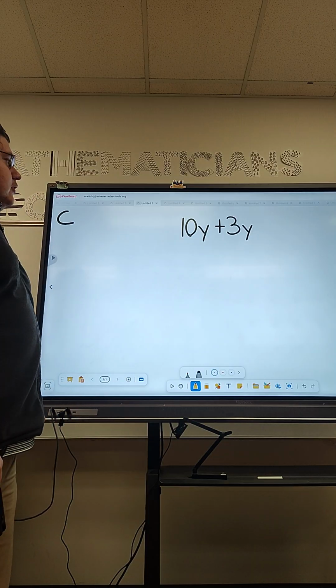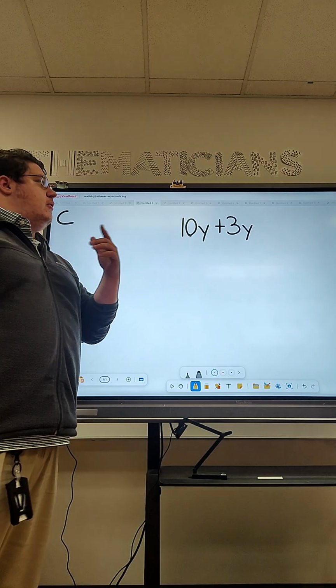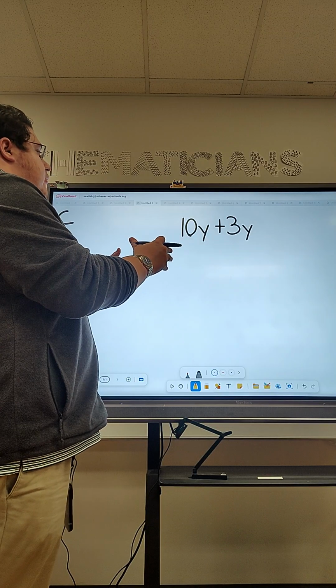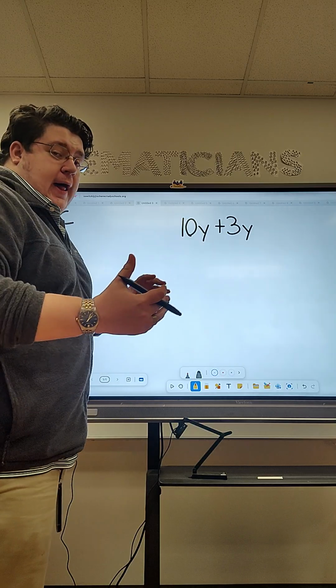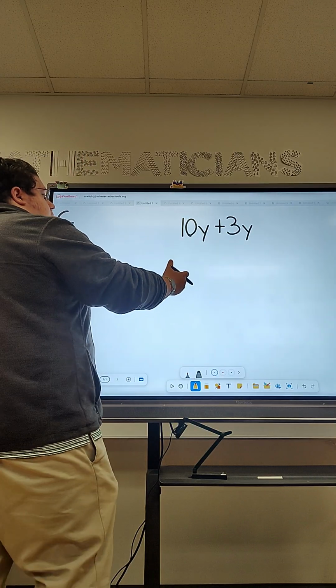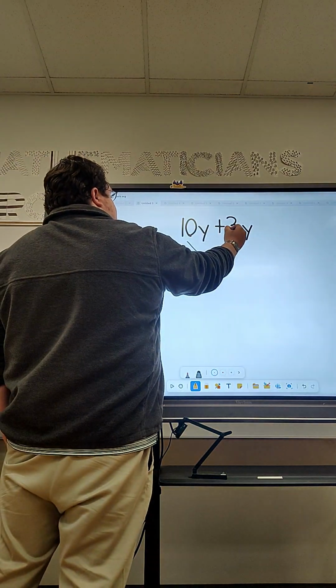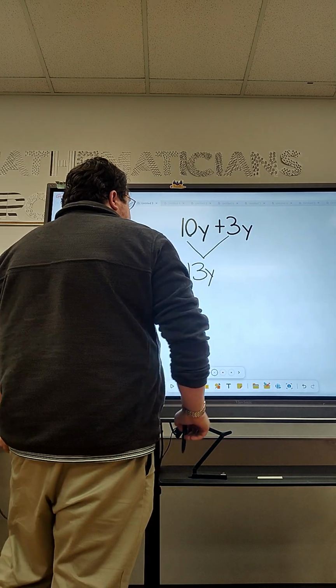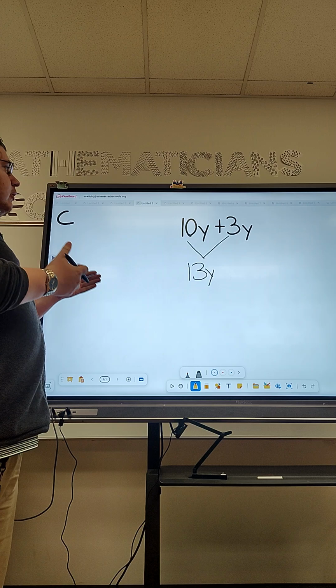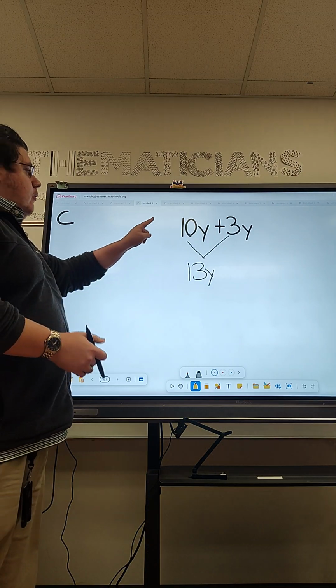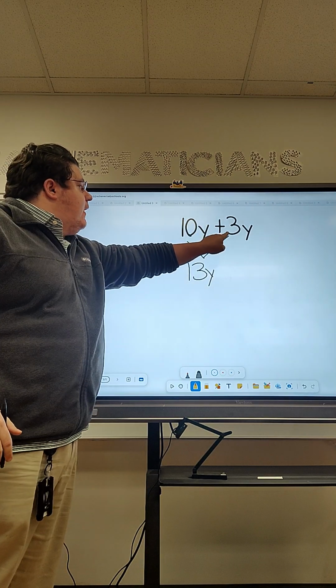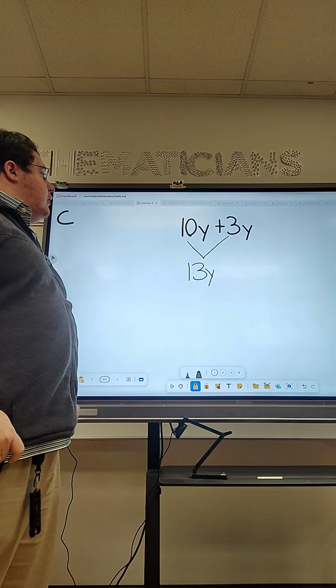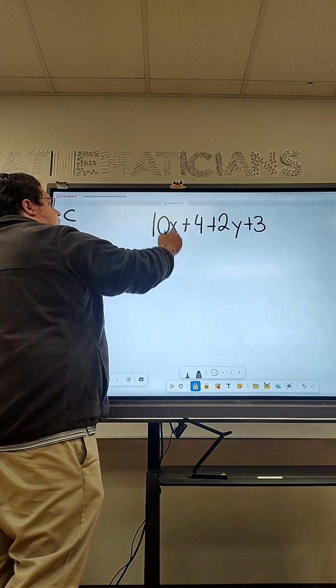Next up, combine like terms. Your like terms are the things that have the same variables, okay? Or the lack of variables. So right here, 10y and 3y combine into 13y, right? We combine them by adding or subtracting. So we have a positive 10 and a positive 3. You add them together, you get a 13.